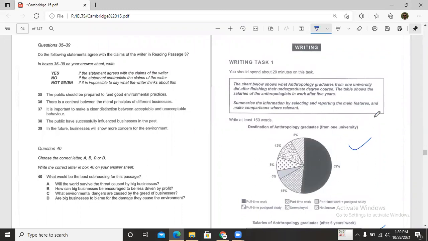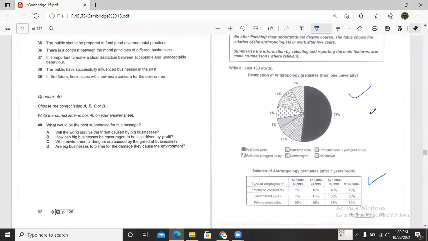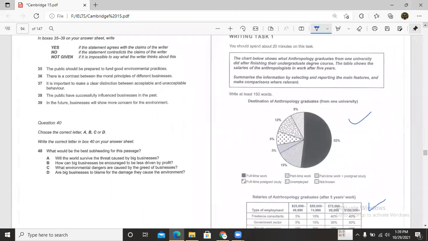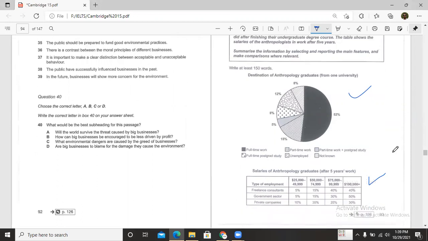So this is Task 1 that you can do if you want to. Tell me how you're going to do this Task 1. There is information given about the graduates. I want you to tell me, in the pie chart, how you're going to compare and summarize the data.